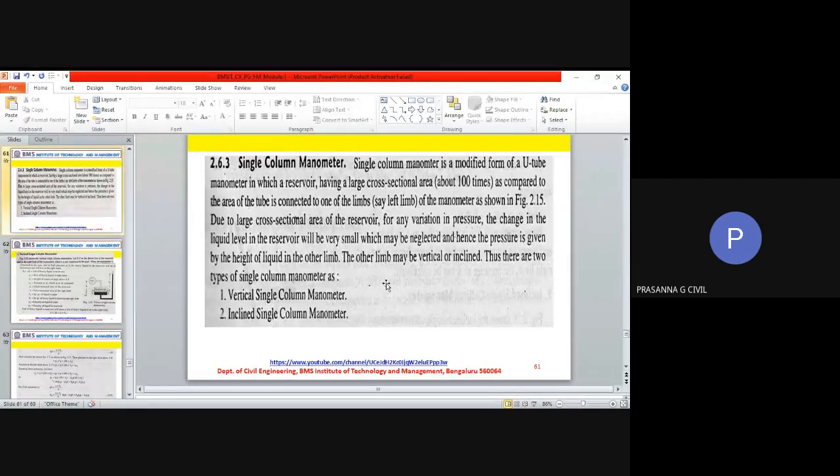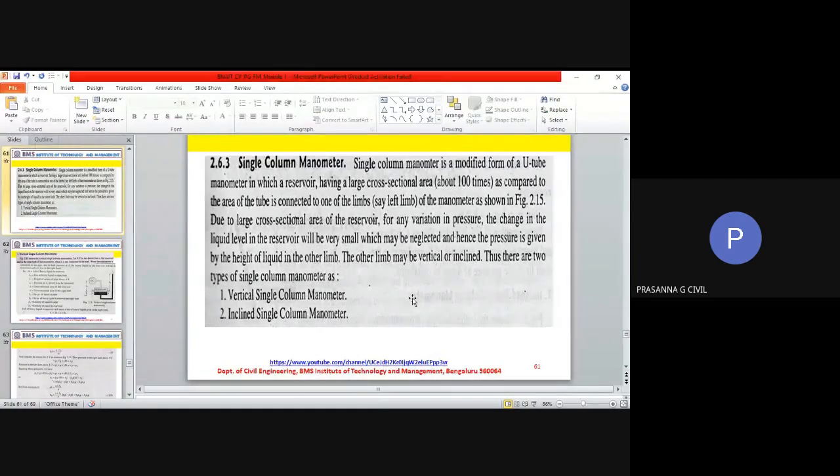If the other limb is vertical, like I showed in the figure, we call it a vertical single column manometer. If the thin pipe is inclined, not perfectly vertical like in the other figure, we call it an inclined single column manometer.